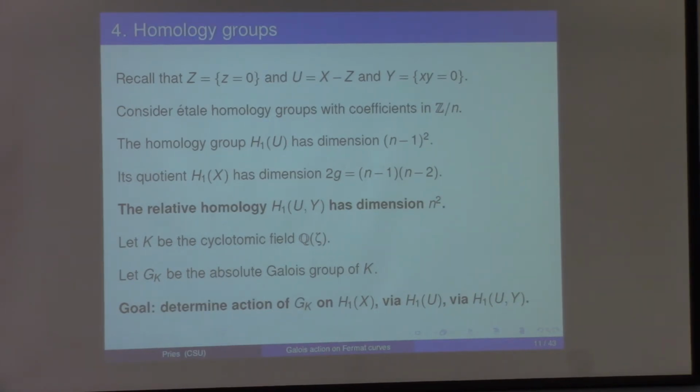So the goal is for this K being the cyclotomic field, which is not quite as great as Q, because we had to add a root of unity. But notice that all the cusps are defined over this field. So we need to go up to the cyclotomic field. And if we look at the absolute Galois group of this cyclotomic field, a goal would be to determine the action of this absolute Galois group on these homology groups. And the one that's going to be easiest is this one, because it has an easier dimension.